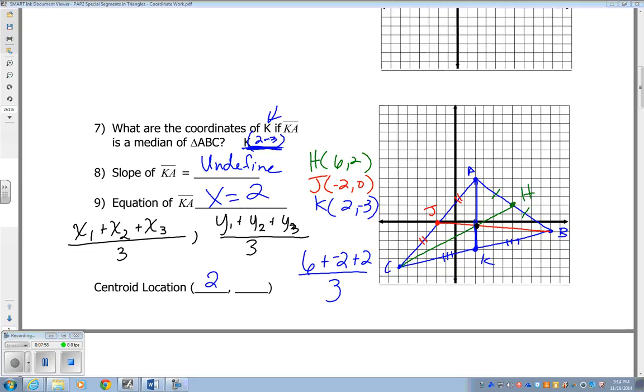Then I'm going to take my y coordinates. 2 plus 0 plus -3 and divide by 3. -1/3. This is why it was not an exact point. Okay? Are we okay on that? If I do 2 plus -3, that leaves me with -1, so -1/3.